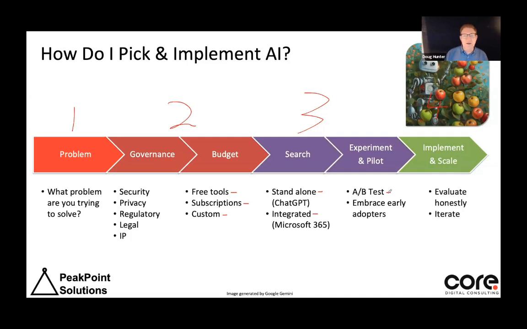And finally, implementing and scale. Don't fall prey to the sunk cost fallacy. Just because you implemented it doesn't mean you need to use it if it doesn't work. If you get it and it's not working, walk away from it. And then iteration, these tools are changing so fast. Keep up with the tools because there might be a better tool out there in 6 months or a year.